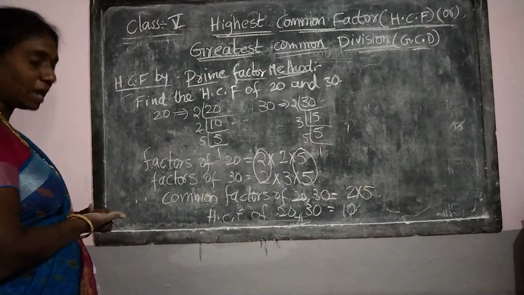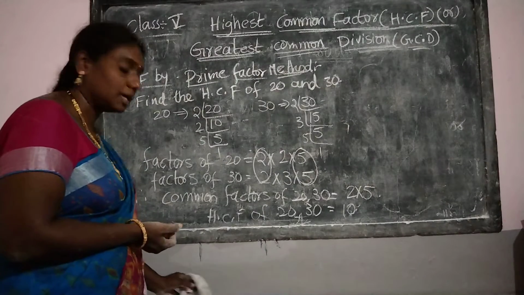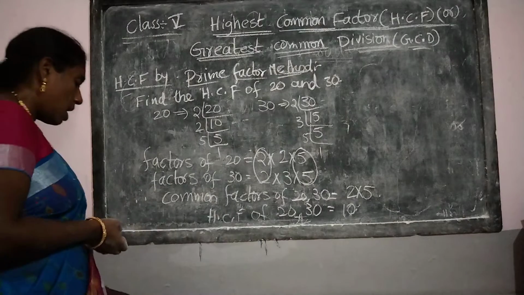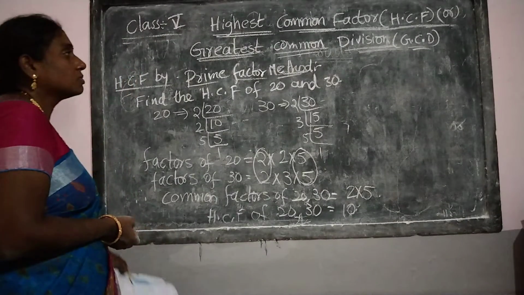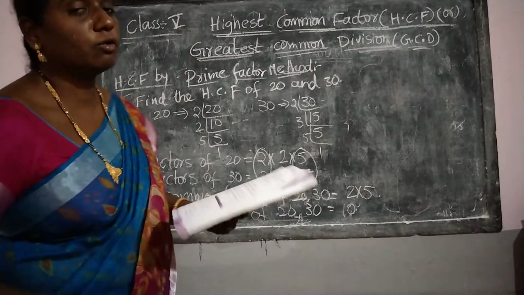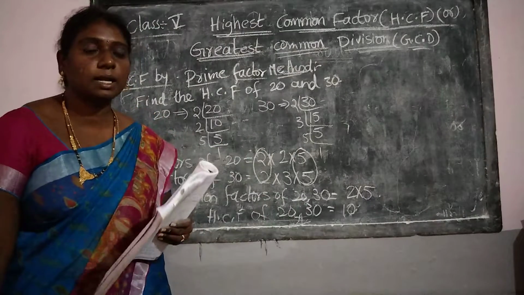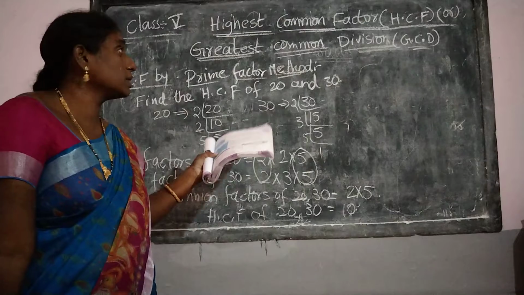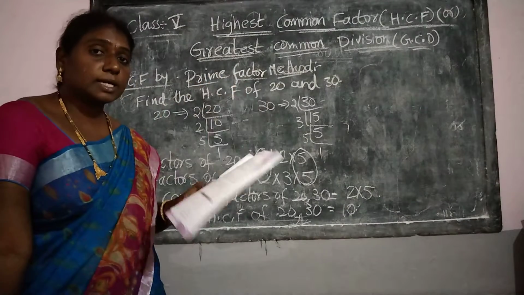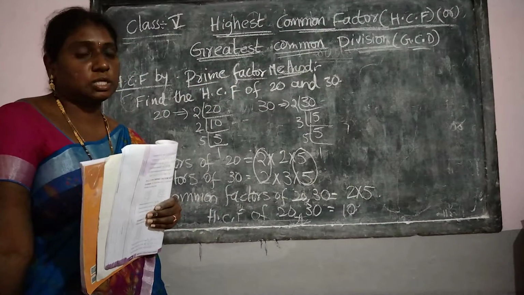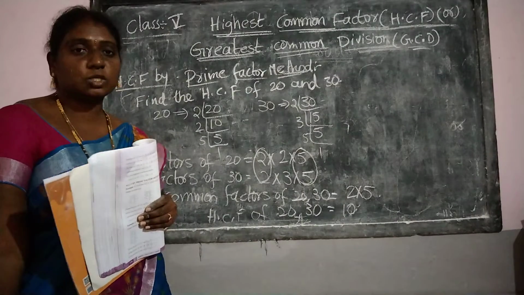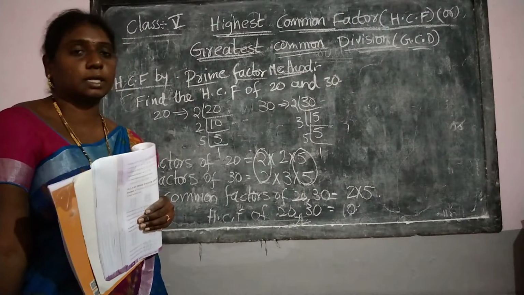This is the prime factor method, and one more method is there, that is the HCF by division method. How to find the HCF by the division method, I am going to explain in the next class. What I explained before was the factorization method, and this is the prime factor method.